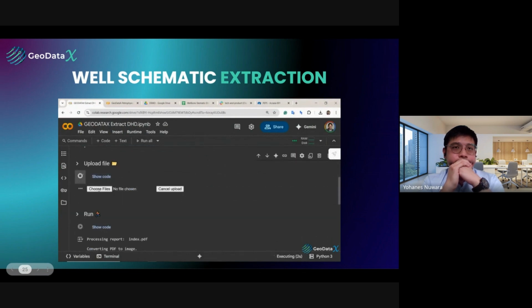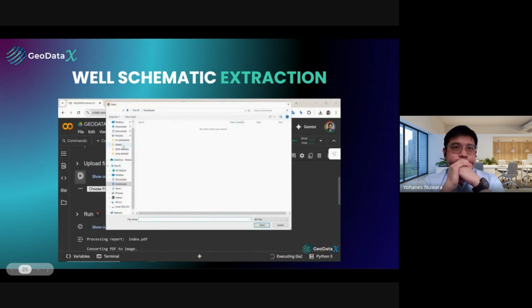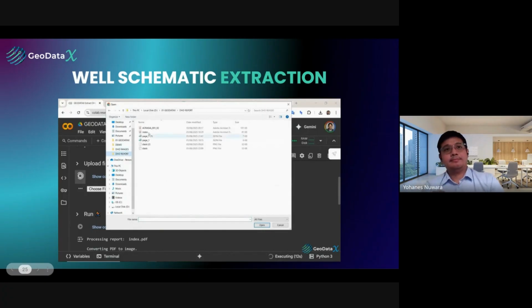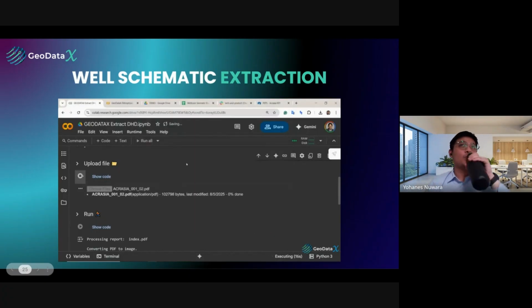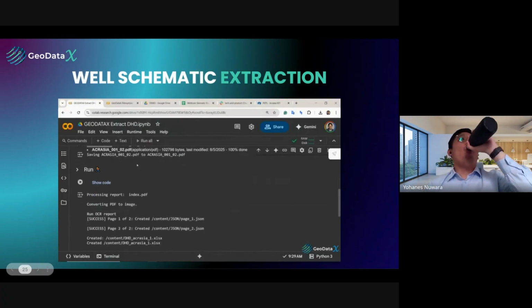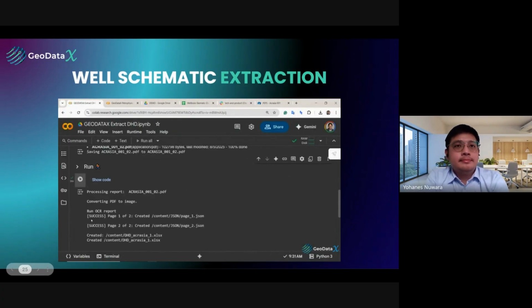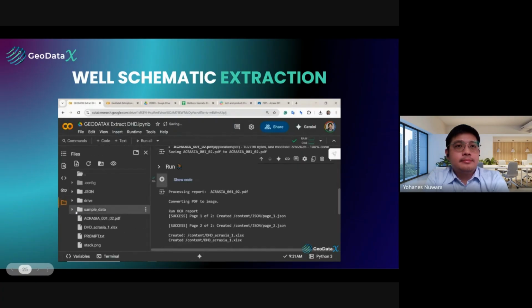In this tool, we just need to upload a PDF report. Next, we wait for a few seconds to finish the extraction. We use AI to scan through the document, convert the table into JSON format, and finally produce an Excel spreadsheet. Once finished, we will have the Excel result, which is ready for download.